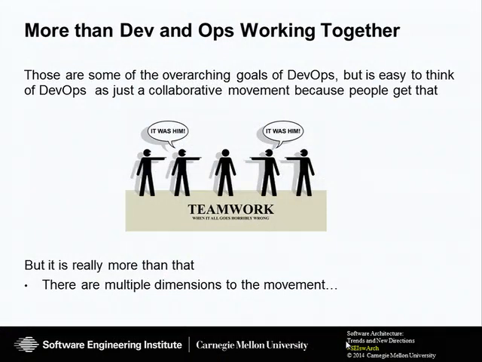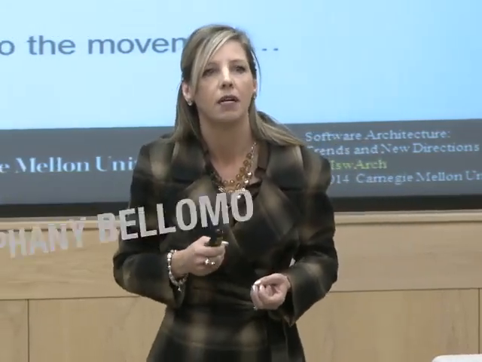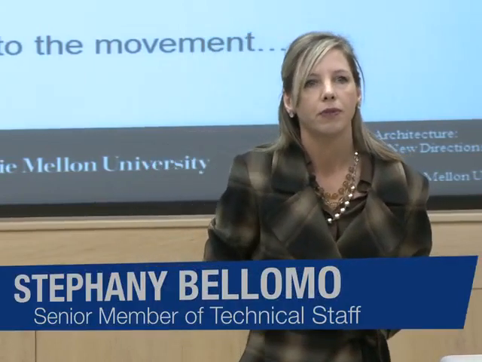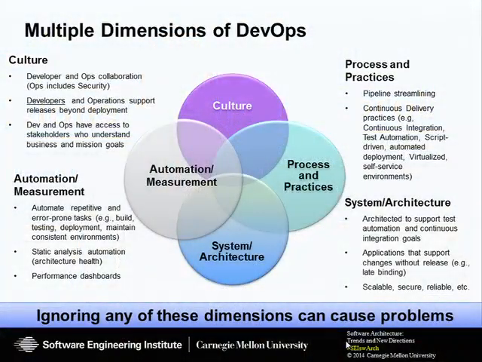So DevOps is more than just working together, and there's a lot of focus on the collaboration and culture aspects, and that's very, very important. I can't say that enough. However, sometimes that gets more focus than other areas. So the way I see DevOps, there are multiple dimensions to the movement, and there are areas where all of us need to be contributing and focusing to enable it. So here's a picture of some of the multiple dimensions of DevOps.